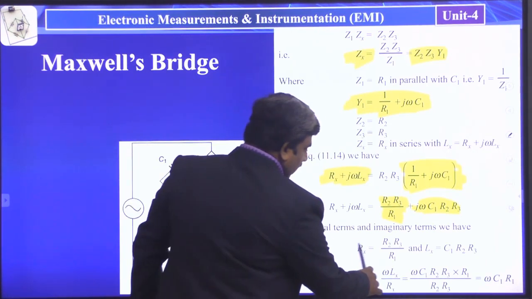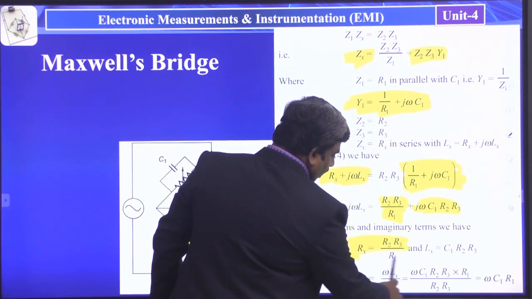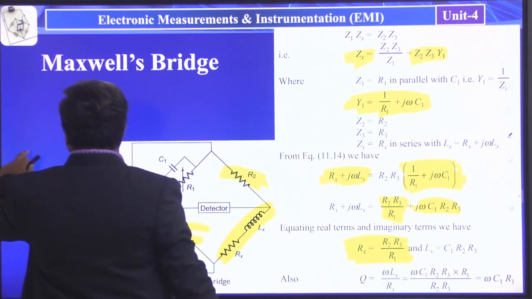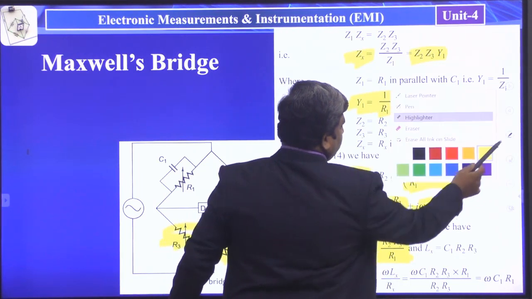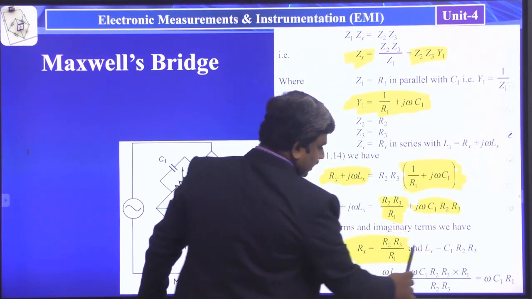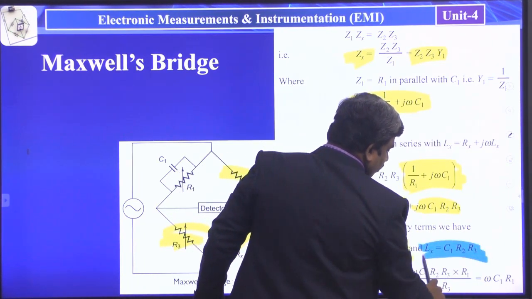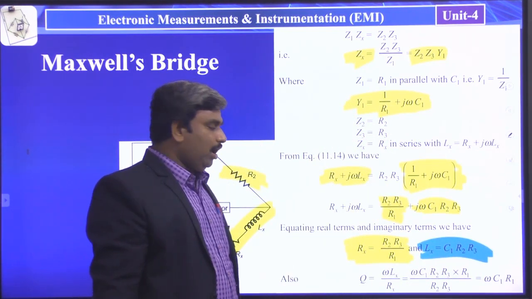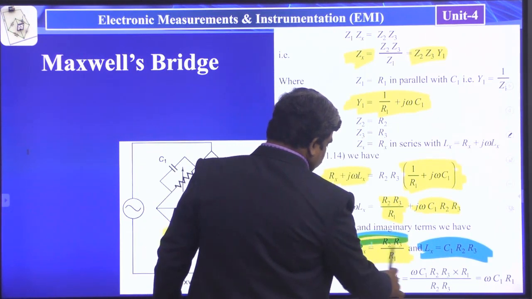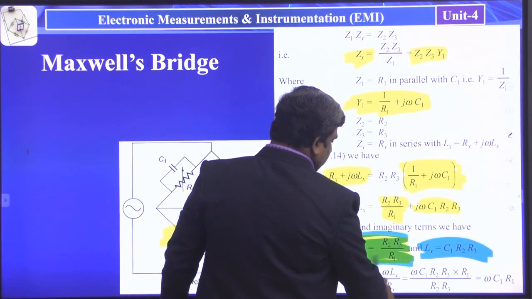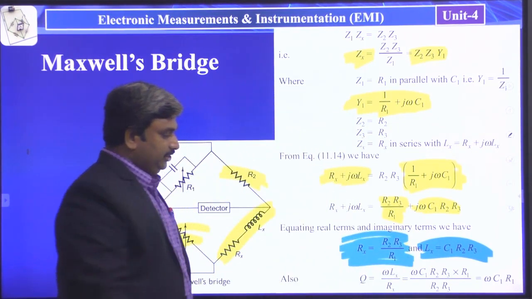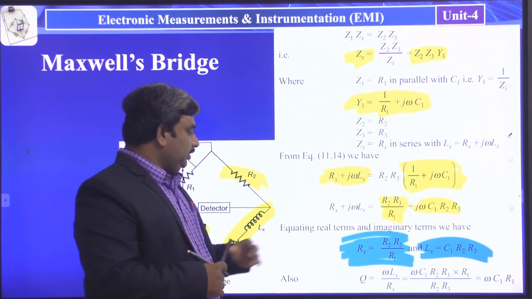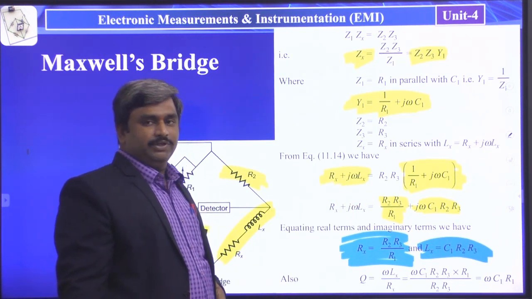So see here, Rx is equal to R2 R3 by R1. This is the first condition, and the next condition is Lx is equal to C1 R2 R3. Lx is equal to C1 R2 R3, and Rx is equal to R2 R3 by R1. These are the two conditions we got here. So this is about the Rx and Lx expressions.